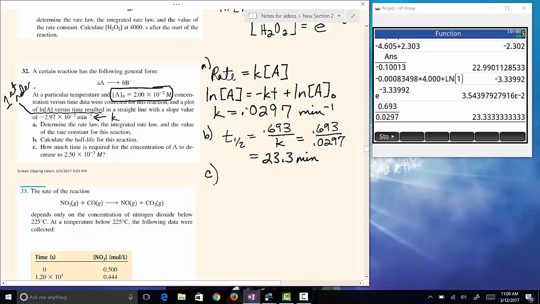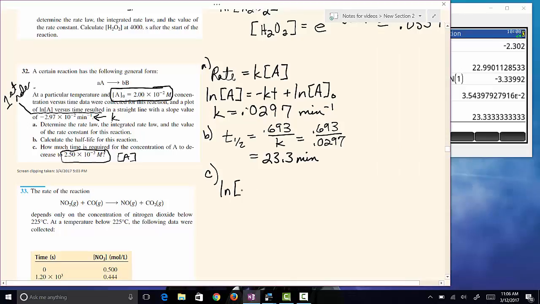And then C says how much time is required for the concentration to decrease to a given value. So that's giving me the A value, and it's wanting the time. So we have the natural log of 0.0025 is equal to negative 0.0297, solving for time, plus the natural log, and it told us that the initial value was 0.02.